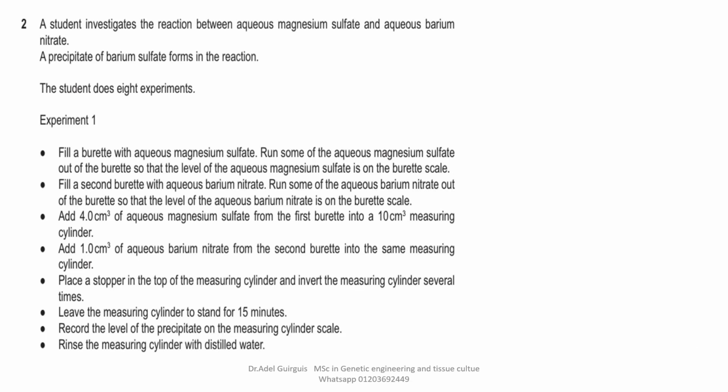Now for question number 2. A student investigates the reaction between aqueous magnesium sulfate and aqueous barium nitrate. A precipitate of barium sulfate forms in the reaction. The student does 8 experiments. Look at this experiment from the beginning. The reaction depends on aqueous magnesium sulfate, a colorless solution, and aqueous barium nitrate, also a colorless solution. When we add both of them together, we obtain a white precipitate of barium sulfate.